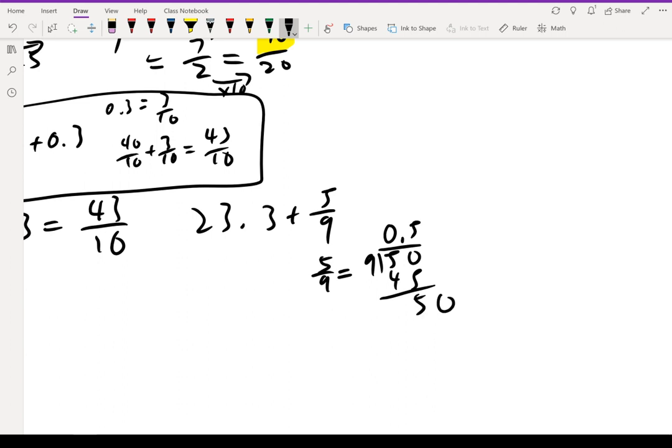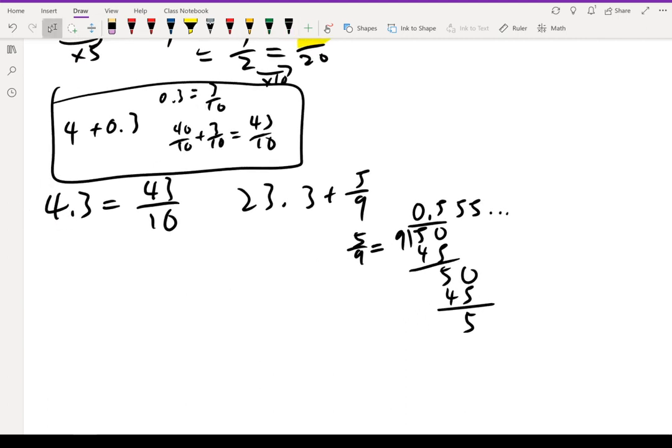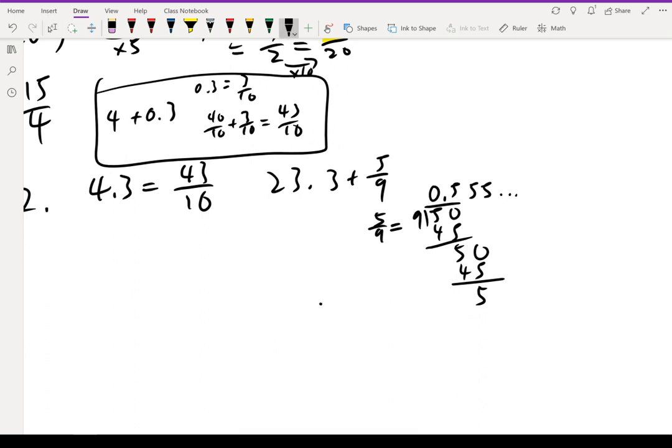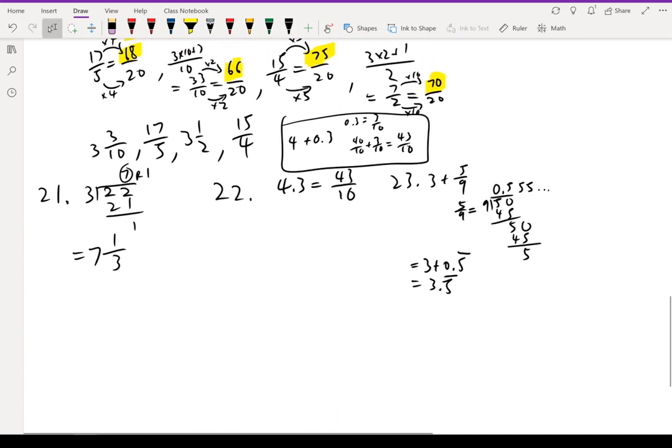9 goes into 50 5 times to be 45, and then we can see that it is going to be a repeating decimal, 0.55, and it goes on forever, which means that this whole number is going to be 3 plus 0.5 repeating, and so that is equal to 3.5 repeating decimal of 5. Okay, so that's question 23.